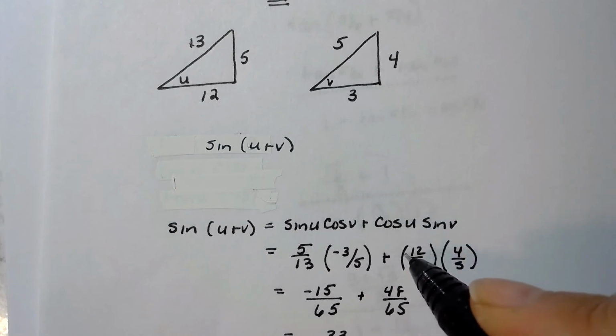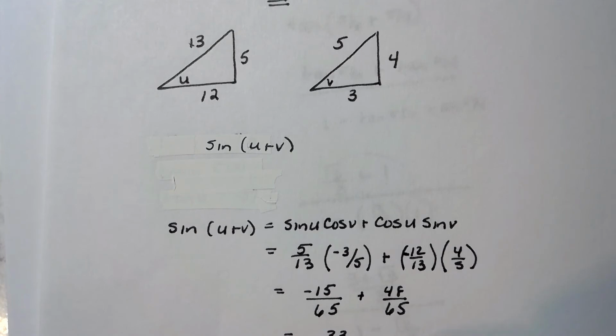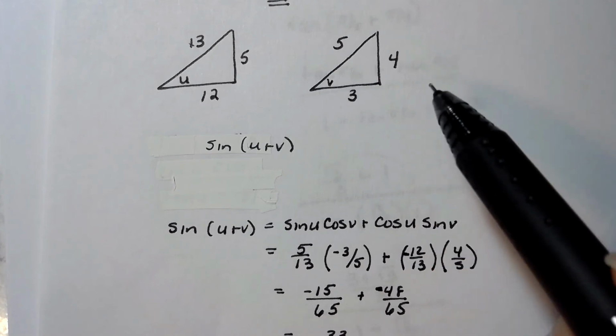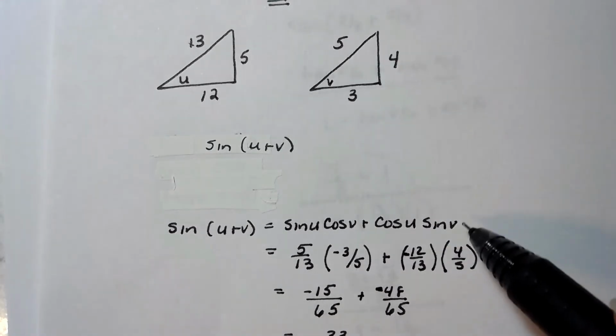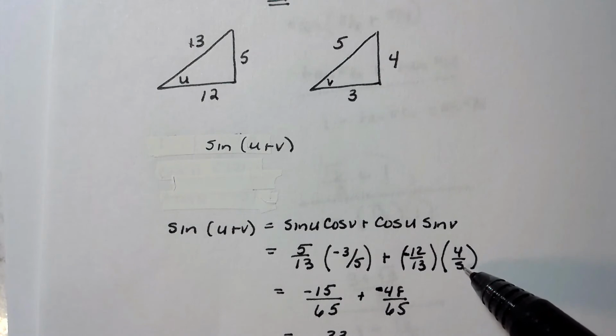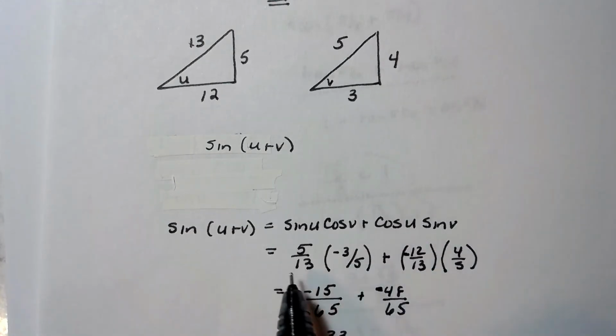And so the cosine is negative in quadrant 2. This is negative 2, I forgot my negative. And the sine of v is opposite over hypotenuse, and it's positive in quadrant 2. So now when I multiply these together, I'm going to get negative 15 over 65 and negative 48 over 65.